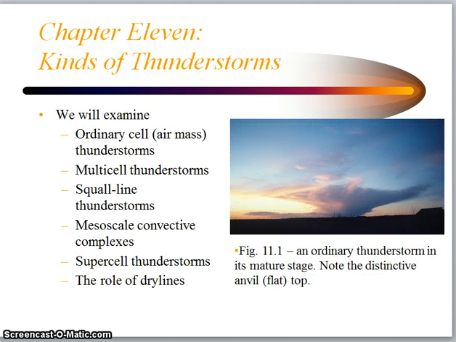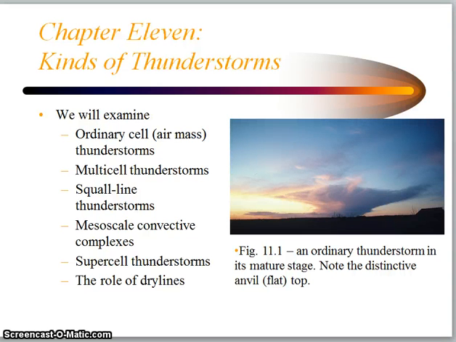We're going to take a look at the different kinds of thunderstorms: ordinary cell or air mass thunderstorms, multi-cell thunderstorms, squall-line thunderstorms, mesoscale convective complexes, and supercell thunderstorms, and also the role of dry lines. It's a special kind of weather front. The role of dry lines in producing supercell or severe thunderstorms. As you can tell, as we're going through this list, it's increasing order of intensity.